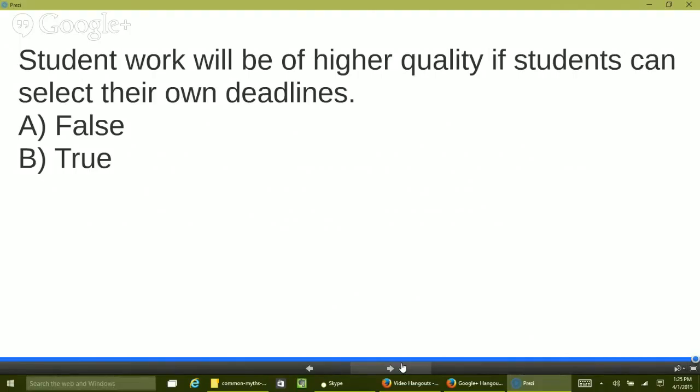But where would you guess students would do better? The statement is: students' work will be of higher quality if students get to select their own deadlines.